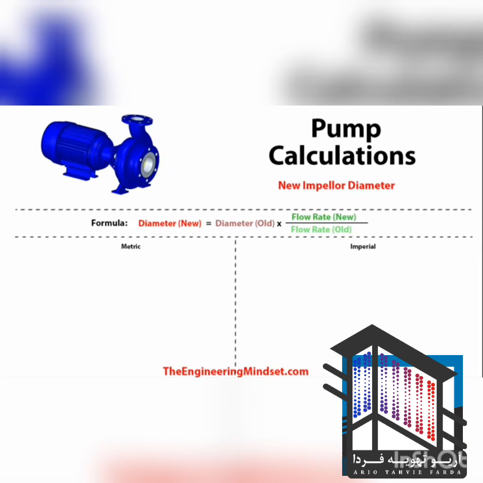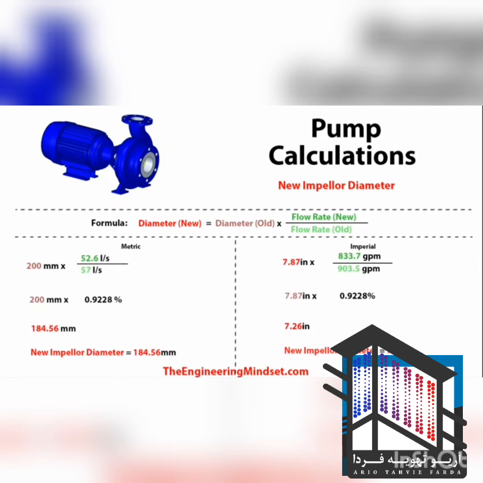And the last one we're going to look at is the impeller diameter. So if you were to adjust the flow rate and you wanted to achieve this new flow rate, what diameter impeller would you need? And this is usually used in the case where the impeller is being trimmed down to meet the new flow rate. And so that's what I've done in the calculations here as well. You can see that originally it was 57 litres per second or 903.5 gallons per minute. And the new flow rate, which I want to achieve on the metric side, is 52.6 litres per second or 833.7 gallons per minute.